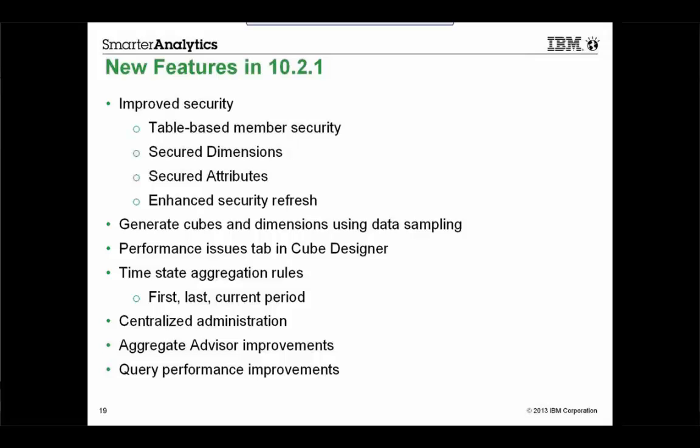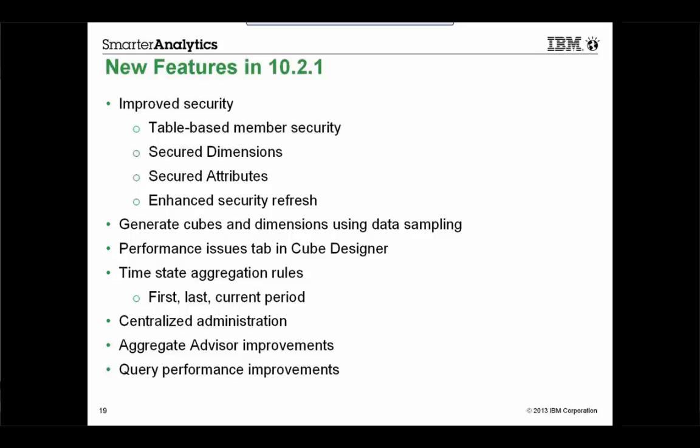You're also allowed to now secure dimensions, so you can secure a whole dimension, take it out of your cube for certain users. You have the ability to secure attributes. One example of this is you might have an employee dimension, and you might want to hide the social security number attribute for certain members of the dimension.